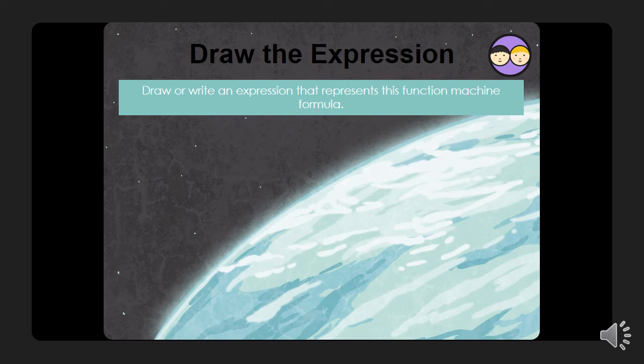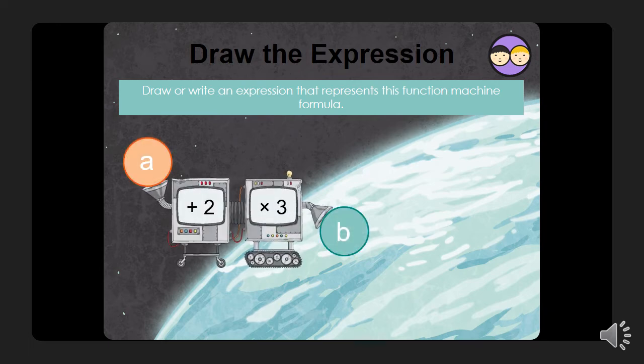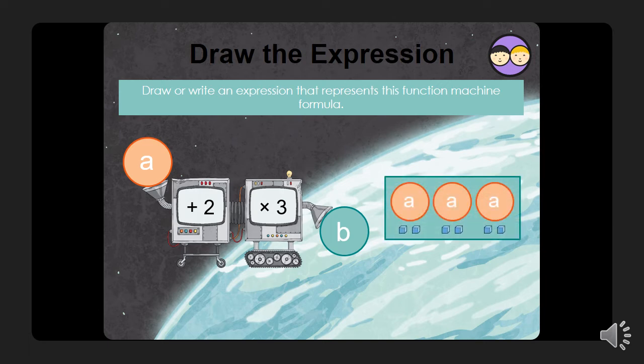Let's try another one. Have a look at the function machine shown on screen and write down the formula. Write down an expression for this formula. Super. So if you drew the expression, you would have written it as a plus 2 times 3. So we can see that each a has 2 added. Okay, a add 2 times 3. Because that number is going to be multiplied by 3, so we need a plus 2 and then times it by 3.